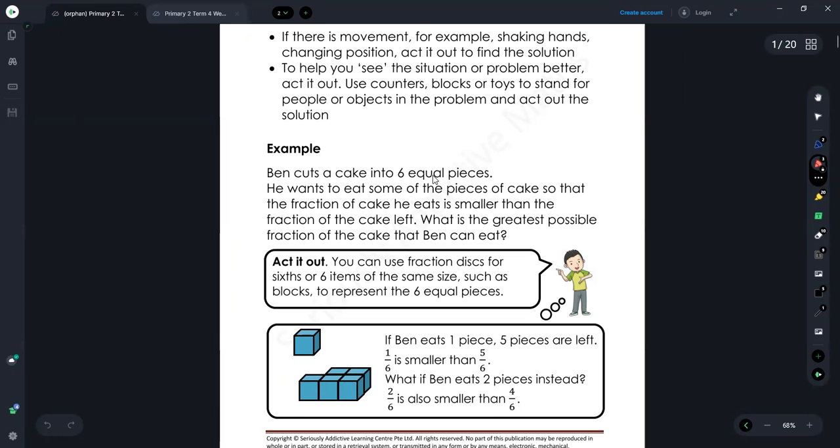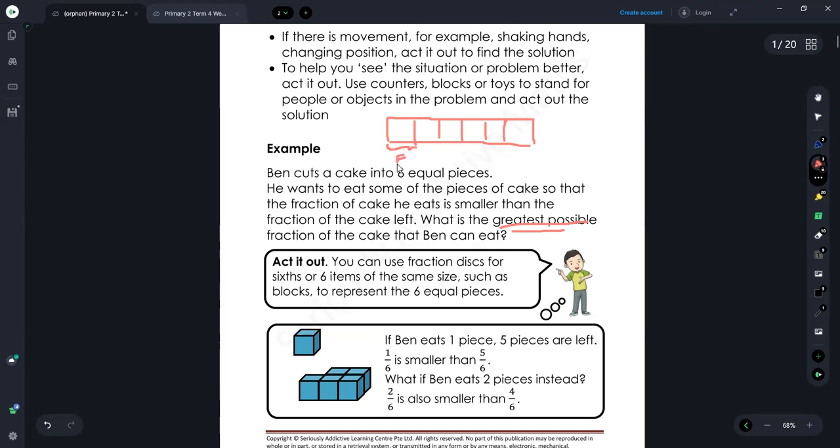So Ben cuts a cake into 6 equal pieces, means if this one whole bar represents a cake, and it's cut into 6 equal pieces, there are 6 boxes, 6 units. These are 6 pieces here, and they are equal. He wants to eat some pieces of cake so that the fraction of cake he eats is smaller than the fraction left. And the question is what's the greatest possible? So we start by eating maybe 1 piece.